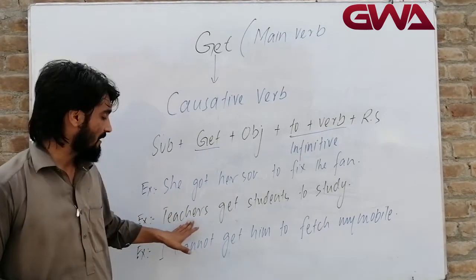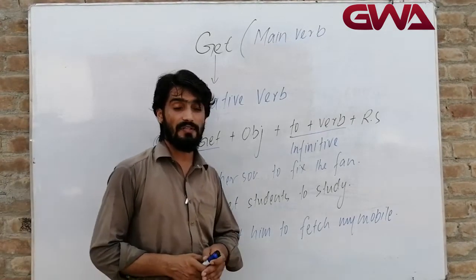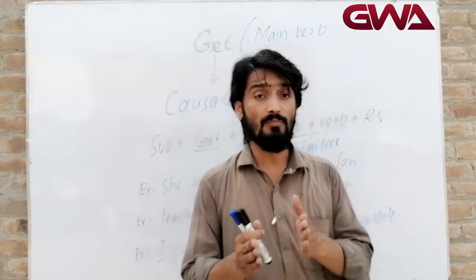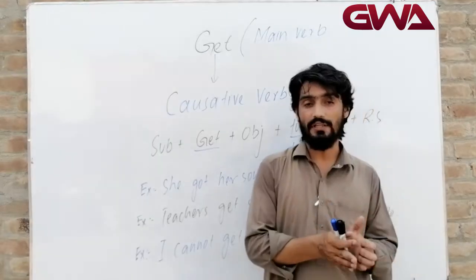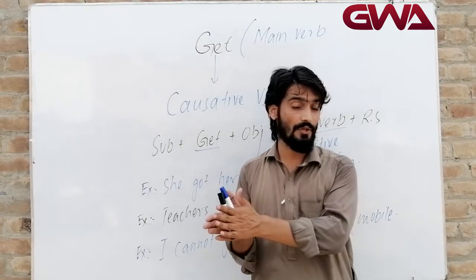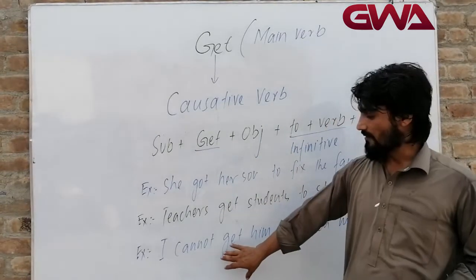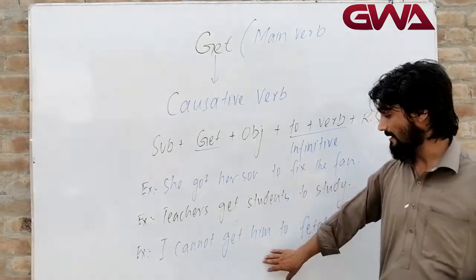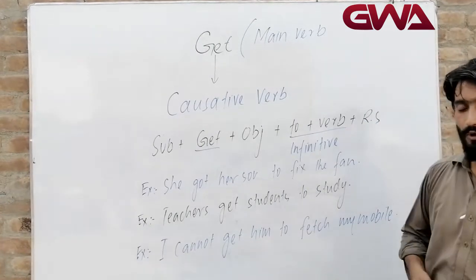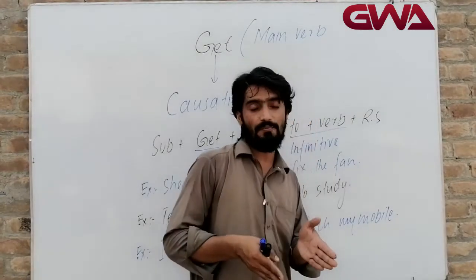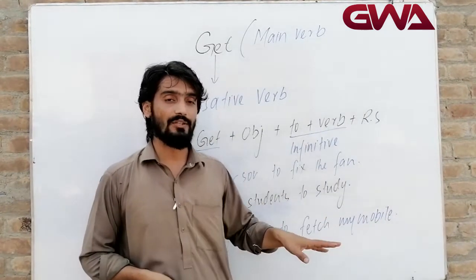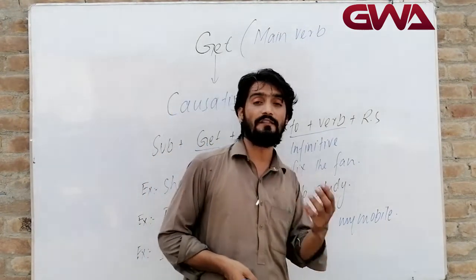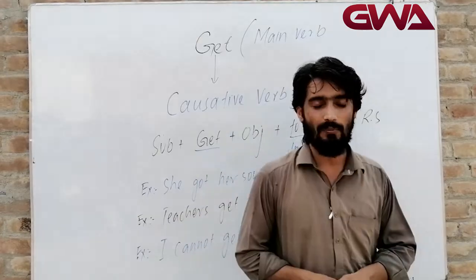Another example, teachers get students to study. Teachers motivate students to study. Who studies? The students. The last example, I cannot get him to fetch my mobile. Now, who will fetch my mobile? He. But I cannot persuade him. I cannot convince him to bring my mobile.